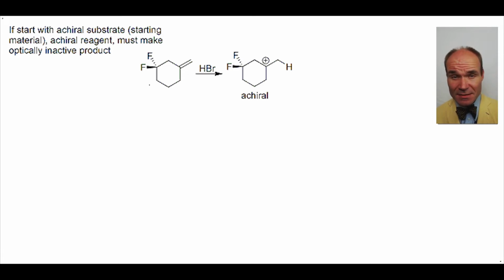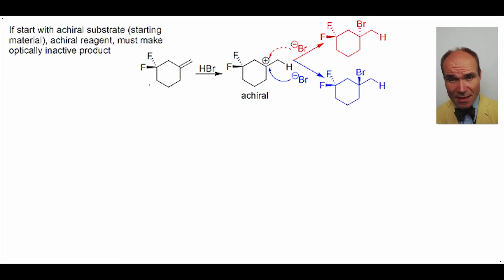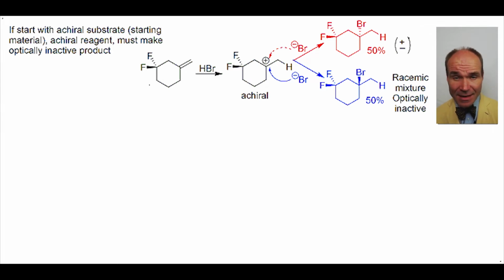This achiral alkene reacts with hydrobromic acid to generate an achiral alkyl carbocation intermediate. This then interacts with an achiral bromide that can come from either behind the plane to give one alkyl bromide, or alternatively attack from in front of the plane to provide the other enantiomer. Because both the substrate and reagent are achiral, the resulting enantiomers are in a 50-50 racemic mixture that is optically inactive and can be depicted by a plus and a minus together.